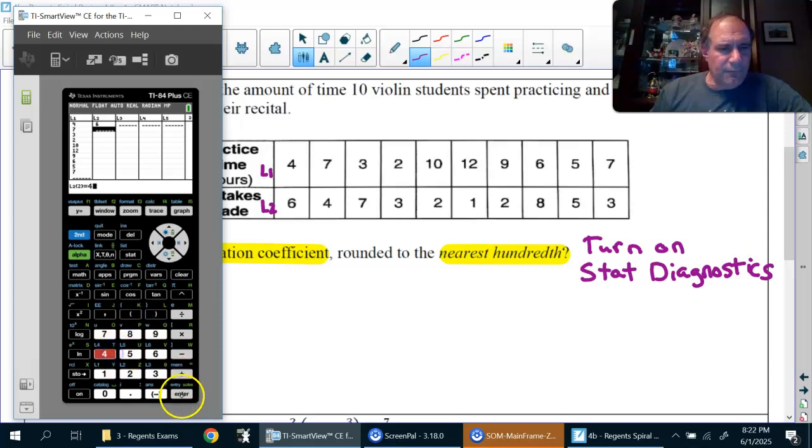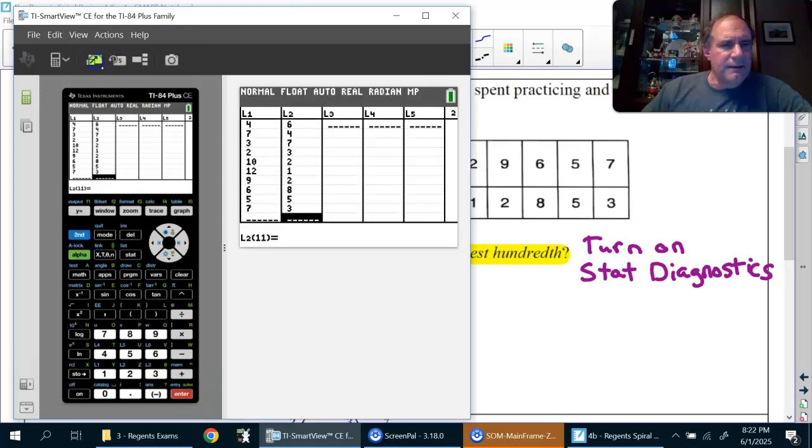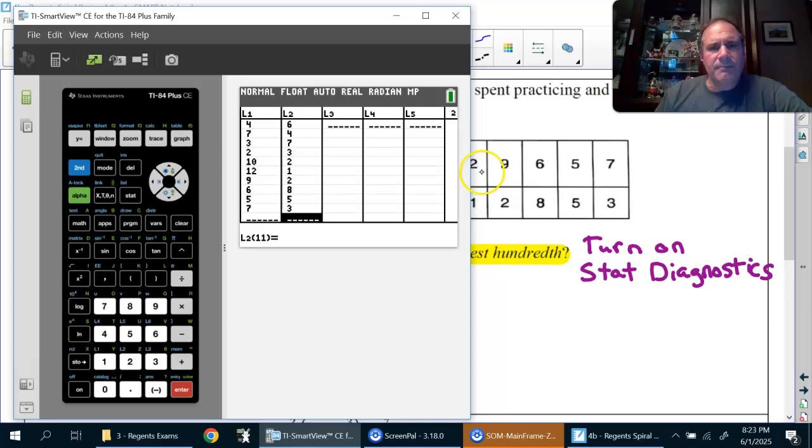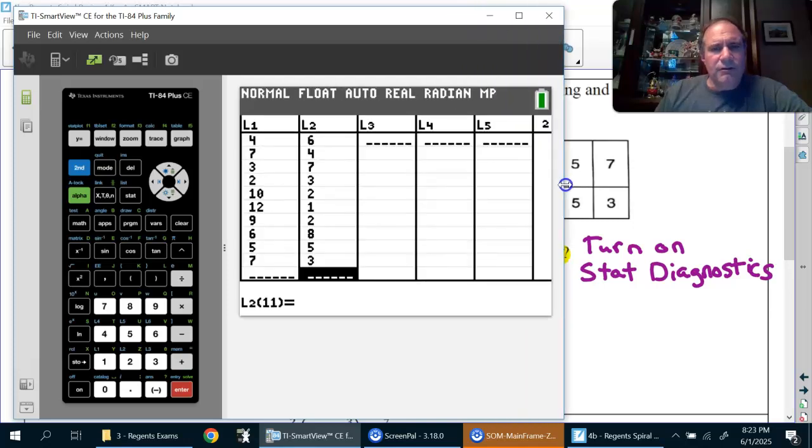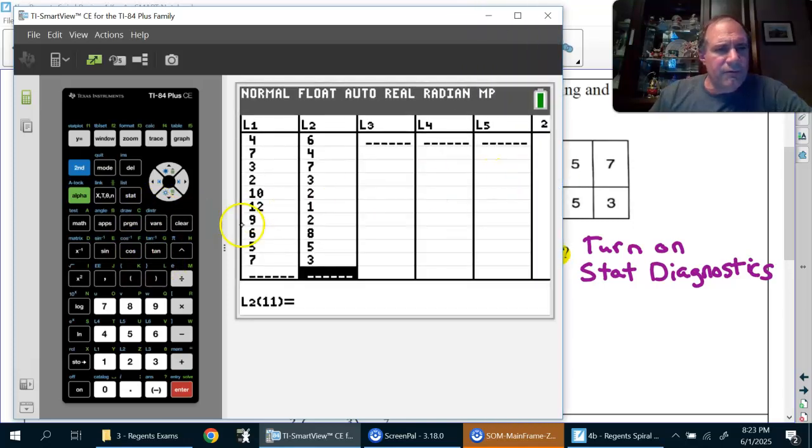Now 6, 4, 7, 3, 2, 1, 2, 8, 5, and 3. Just check to see if you have the right amount of numbers there. We do. And we're going to look for the correlation coefficient.